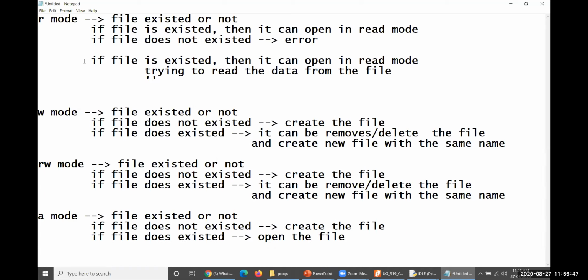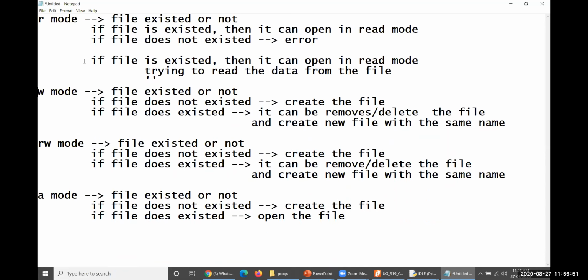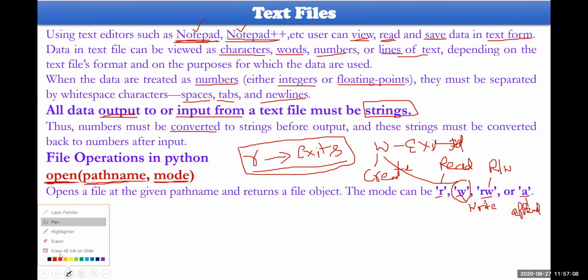So these are the points we need to remember regarding file operations here. Read mode, write mode, RW mode, and A mode. So these are the specifications you need to remember here. Let me erase all the writings. Then this is the opening mode which we have to consider.